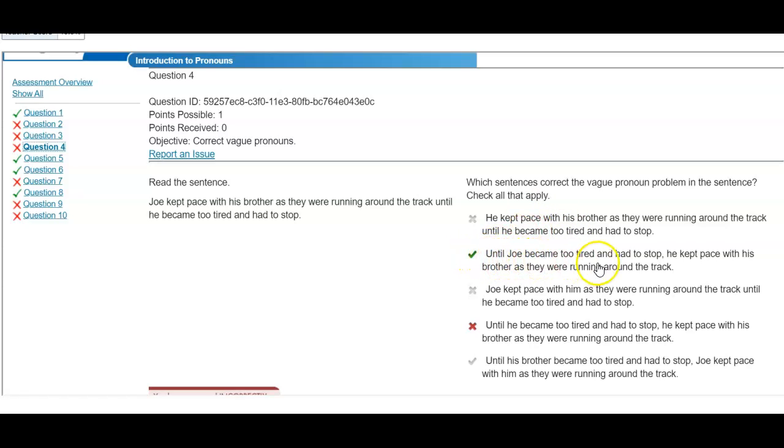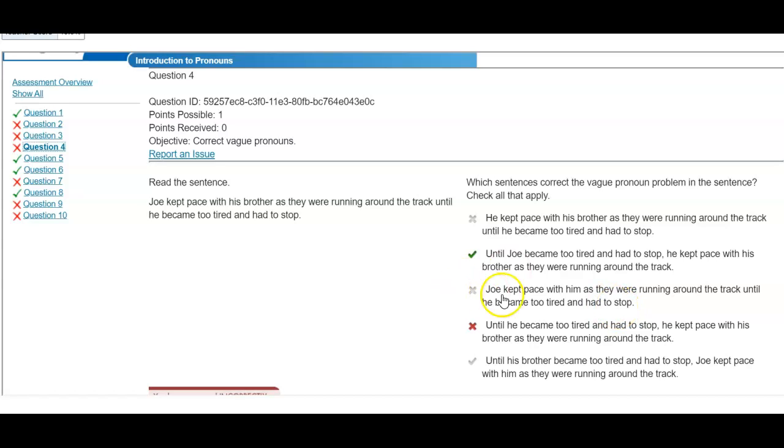Until Joe became too tired and had to stop, he, who's he? He's Joe, because my pronoun is right after I've named my noun. He kept pace with his brother as they were running around the track. So I know who Joe is. I know who he is. He is referring to Joe because it's closest to Joe. And I know who the brother is because the brother's named down here. And then they, which is another pronoun, is referring to Joe and his brother, and I know who they both are.